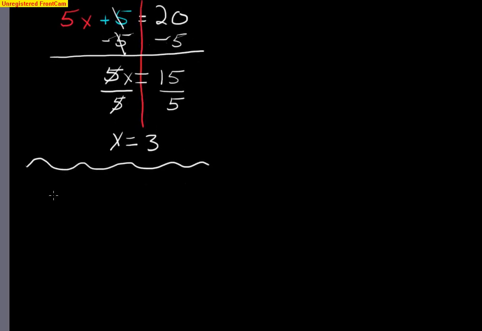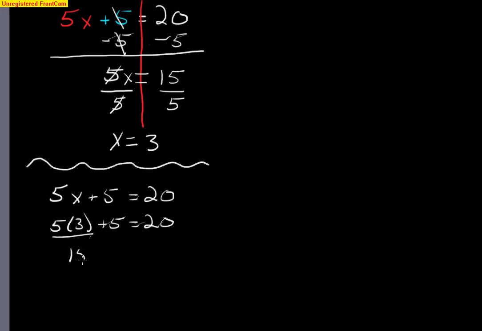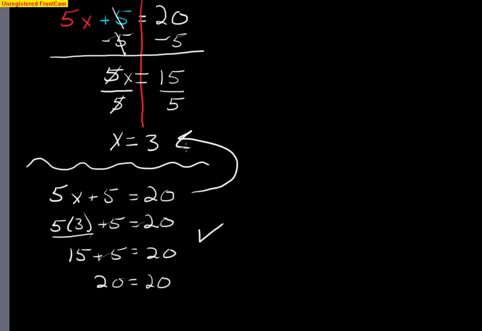Okay, so once we consolidated this problem, it was actually 5x plus 5 equals 20, and now for x, I'm going to put in what we said it was, and we said it was 3, so 5 times 3 plus 5 equals 20. And so 5 times 3 is 15, plus 5 equals 20. And finally, 15 plus 5 is 20 equals 20. Okay, so our verification checks out, and we know that our solution of x equals 3 is correct.